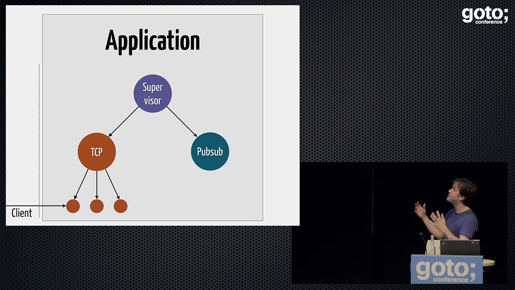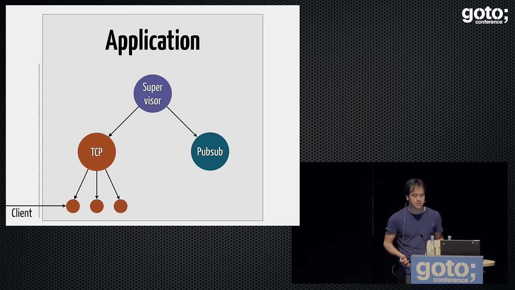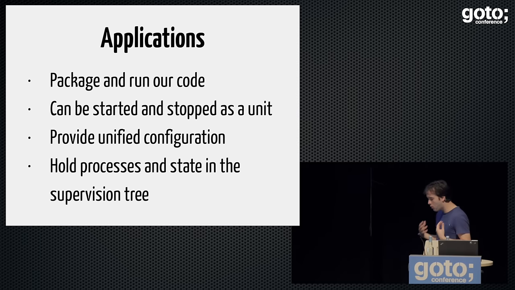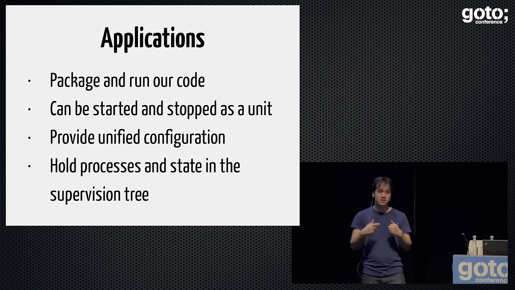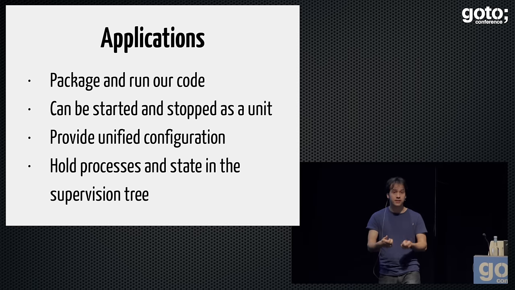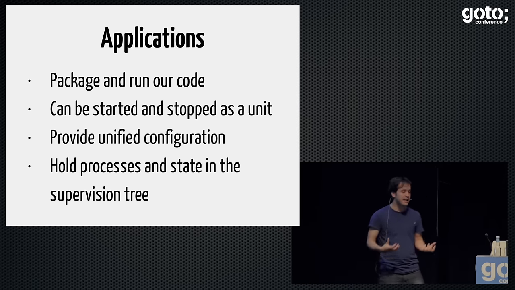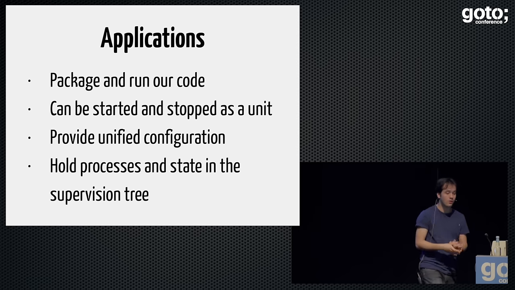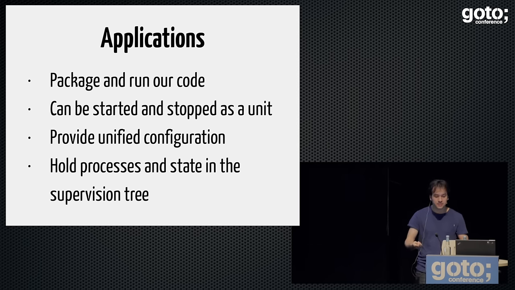Okay, so that's an application. It's when you have a tree of processes that are working on different functions, and then you put everything in a package. So what do applications give us at the end of the day? They give us a mechanism to package and run our code. So every time you are building a Phoenix application, it's actually this Elixir application where you package everything and it has all of your code. And applications can be started and stopped as a unit.